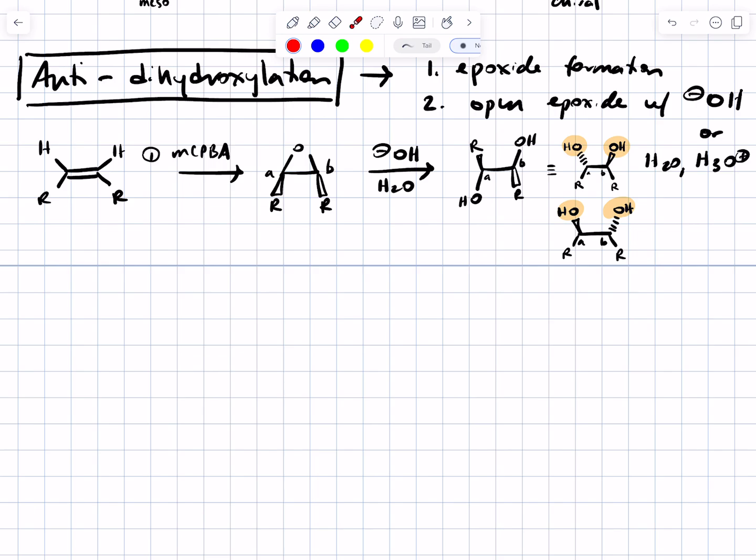But yes, I don't know actually about MCPBA and alkynes. My guess is that if you did this with an alkyne, the intermediate would look like that. That's probably pretty highly strained and not particularly stable. I haven't seen any reactions of alkynes with MCPBA, but that doesn't mean they don't happen. It just means I don't know about them. All right, what else? Yes?